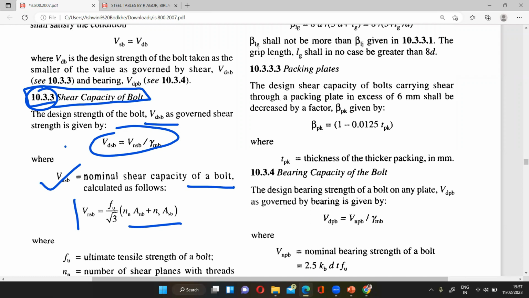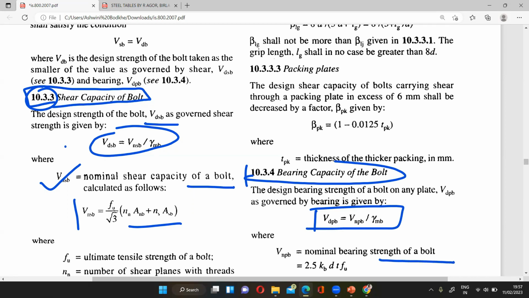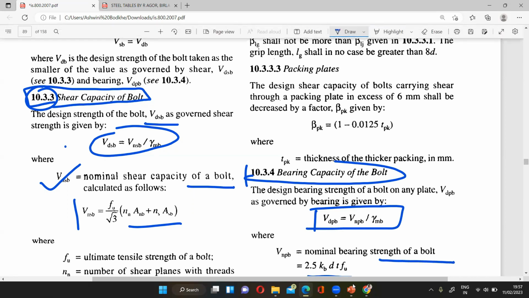And here you can see 10.3.4, bearing strength or bearing capacity of bolt. The formula is VDPB, which is equal to nominal bearing strength of bolt upon factor of safety of bolt, that is 2.5 kb D T FU upon gamma MB. Let's solve one by one.